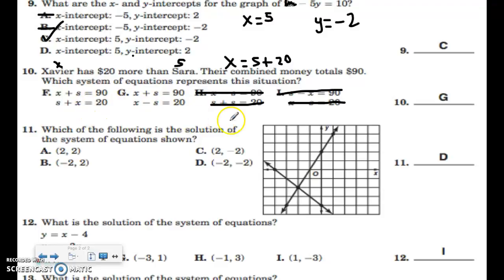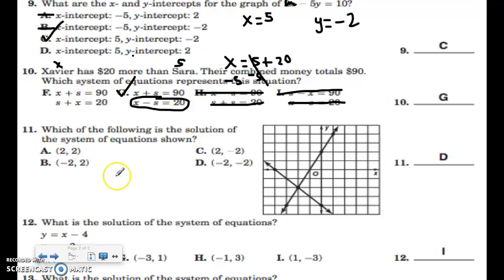Okay, no problem. Can I make this equation look like one of these? Yes, I can. I can subtract s from both sides. What happens when I do that? It's eliminated from this side, and I've got this equation right here. X minus s equals 20, which means I'm going with G.